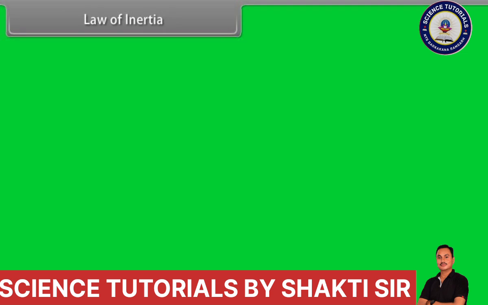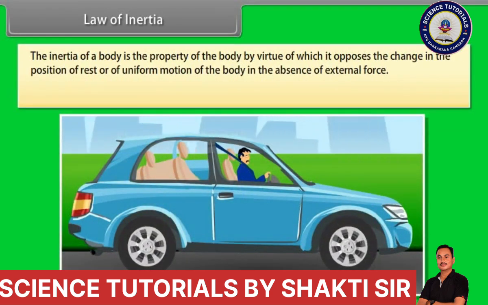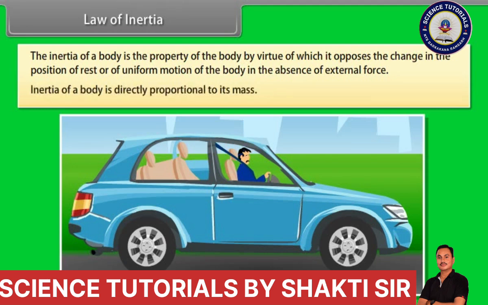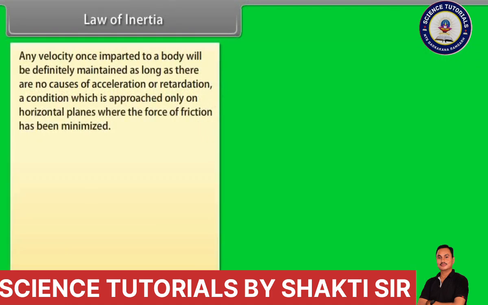Law of inertia. The inertia of a body is the property of the body by virtue of which it opposes the change in its state of rest or of uniform motion in the absence of external force. Inertia of a body is directly proportional to its mass. Any velocity once imparted to a body will be definitely maintained as long as there are no causes of acceleration or retardation, a condition which is approached only on horizontal planes where the forces of friction have been minimized.